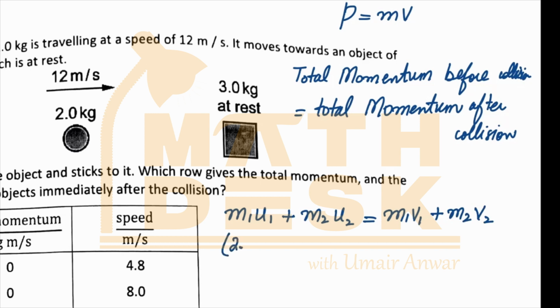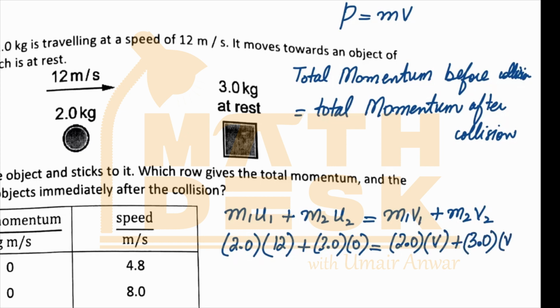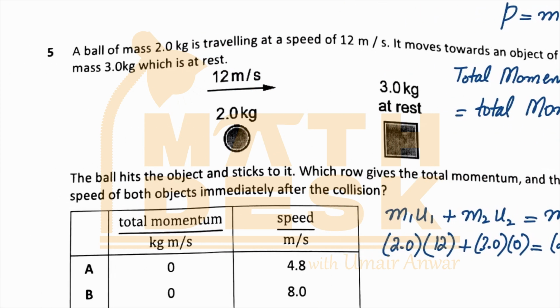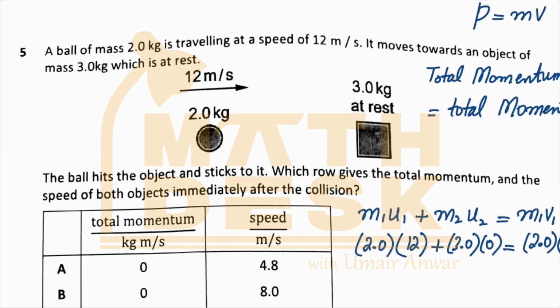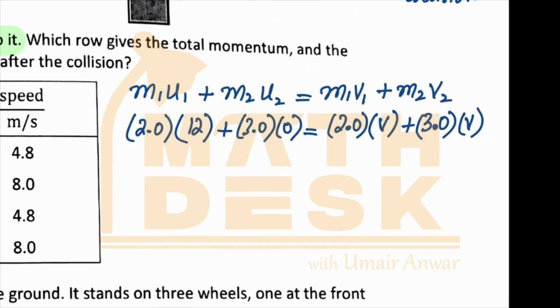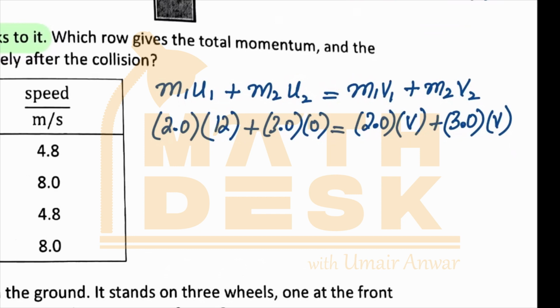So we have an object of 2.0 kilograms with a speed of 12. We have an object of 3.0 kilograms with a speed of 0 because it is at rest. And after collision, the mass remains the same, but the final velocity for both would be considered the same because they stick to each other. So when an object hits another object and after the collision it sticks to the other object, both of the objects have the same final velocity after collision.